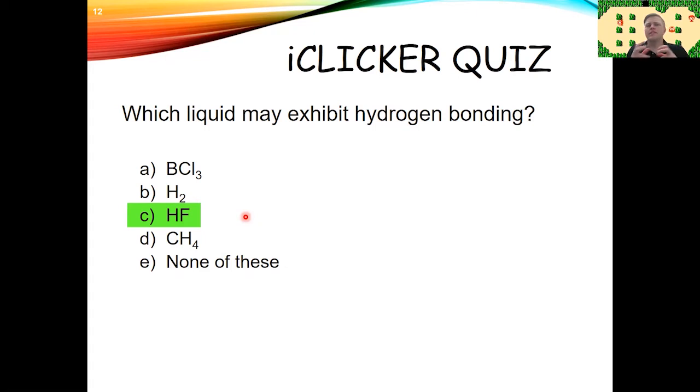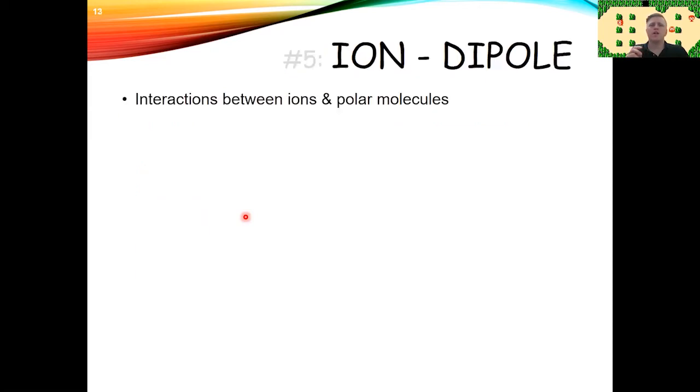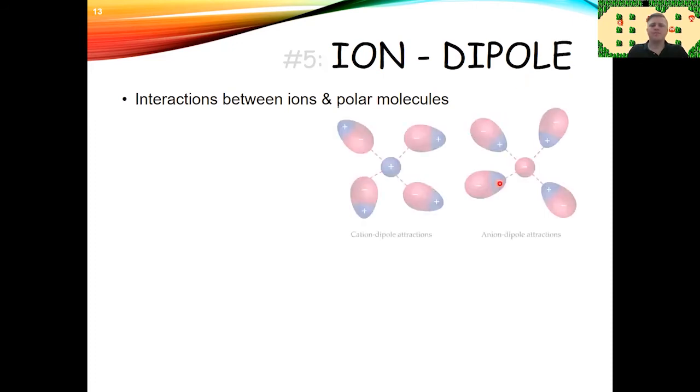Okay, so that's hydrogen bonding, but these partial negatives and partial positives can actually also interact with ions. So for this, we're going to call this ion dipole interaction. So in ion dipole interactions, we don't distinguish between regular dipoles and hydrogen bond dipoles. So we just lump them all into this category of ion dipole interactions.